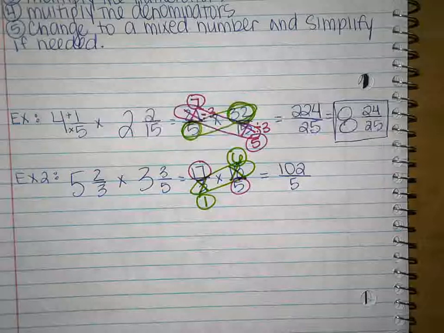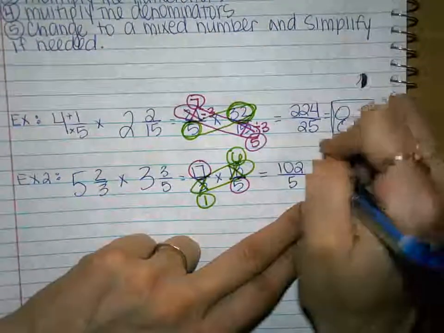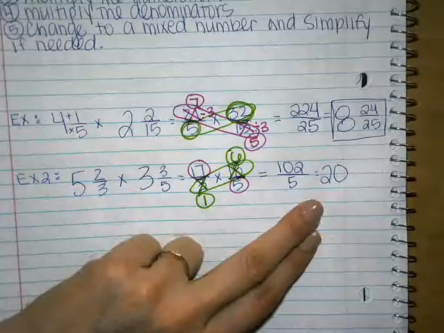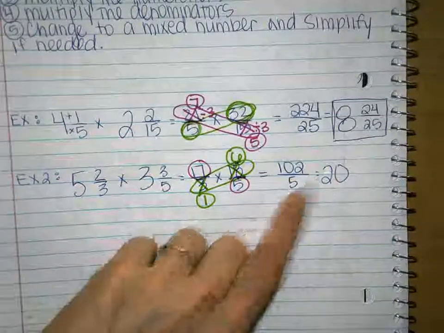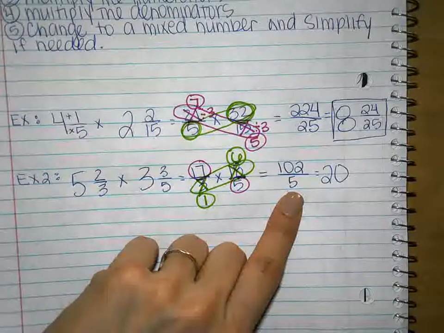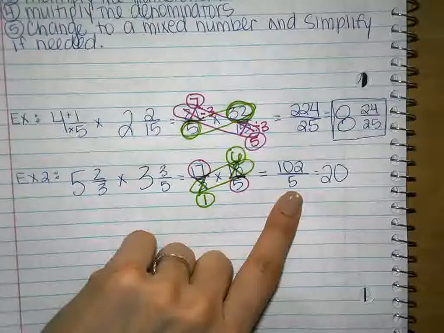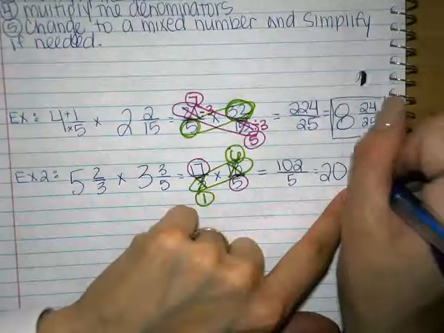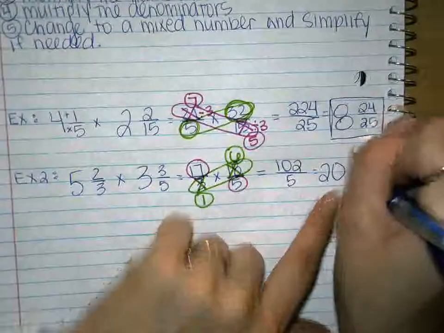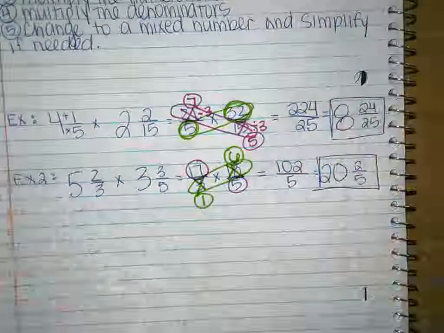5 goes into 102 how many times? 20. 20 times. So 20 is your whole number. 20 times 5 is what? 102 minus 100 is? 2. So my fraction is what? You should have told me 20 and 2/5.